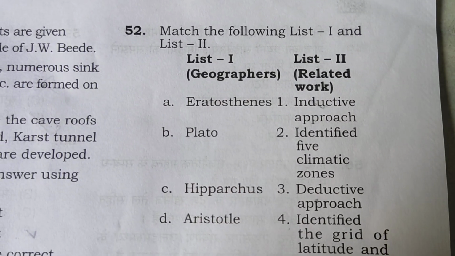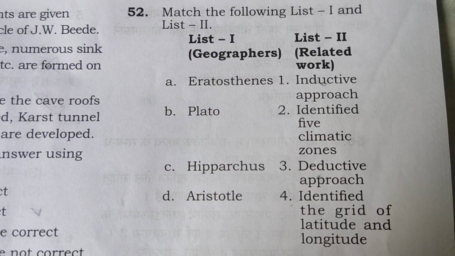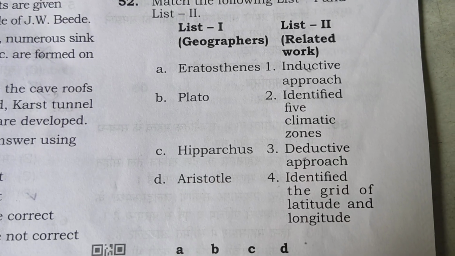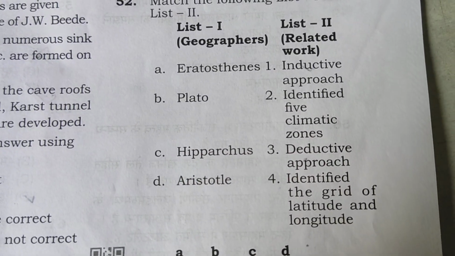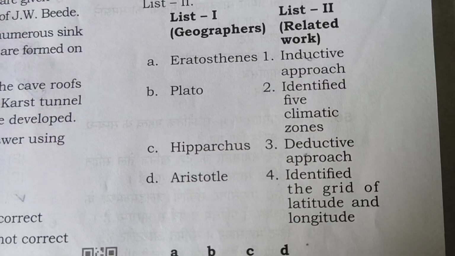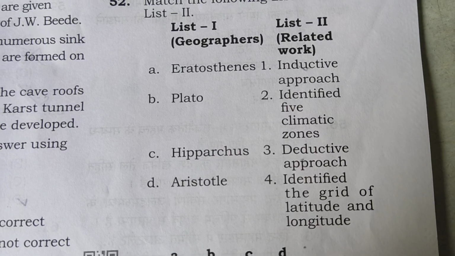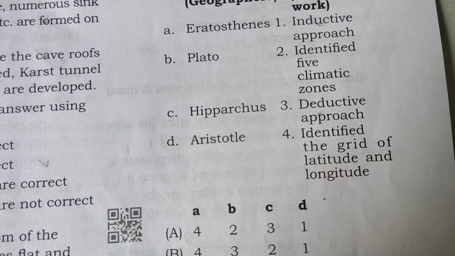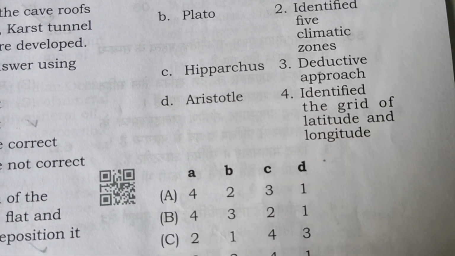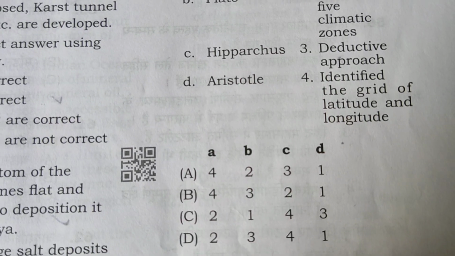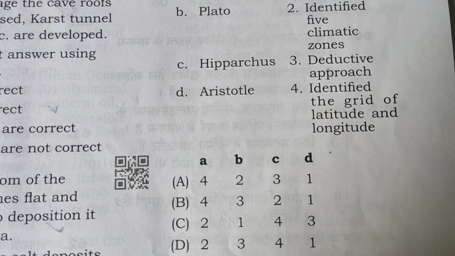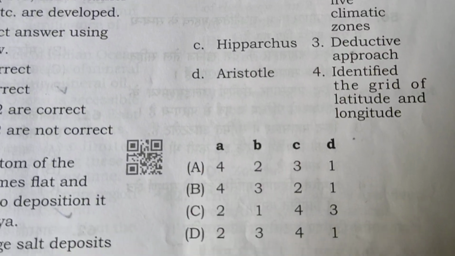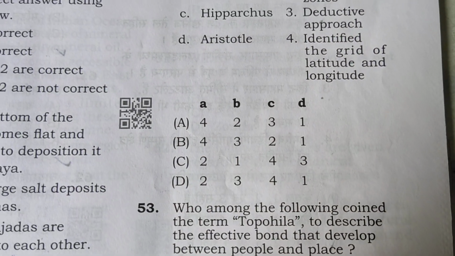Match the following list 1 with 2. List 1 geographers, list 2 related work. Eratosthenes identified 5 climatic zones. A matches with 2, and Plato matches with deductive approach. Hipparchus matches with identified the grid of latitude and longitude, and Aristotle given inductive approach. Therefore, D option is correct. 2, 3, 4, 1.